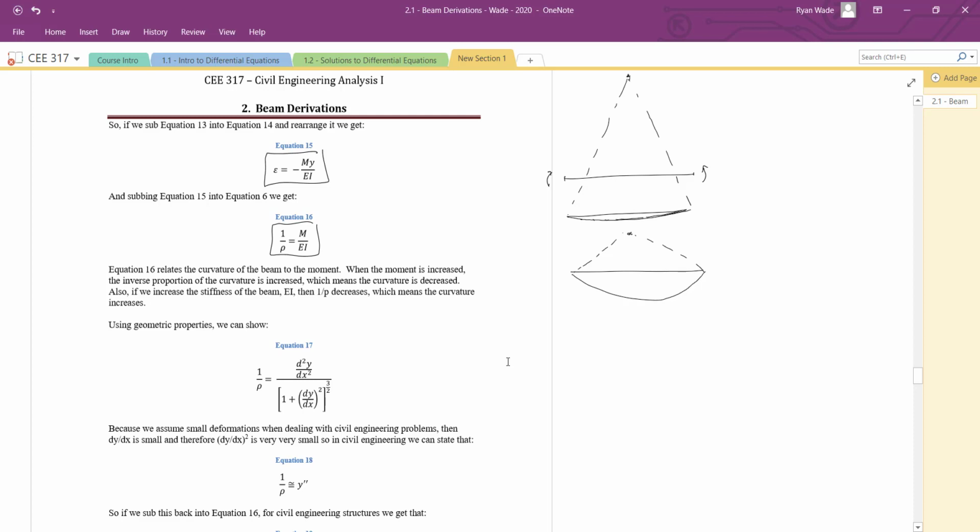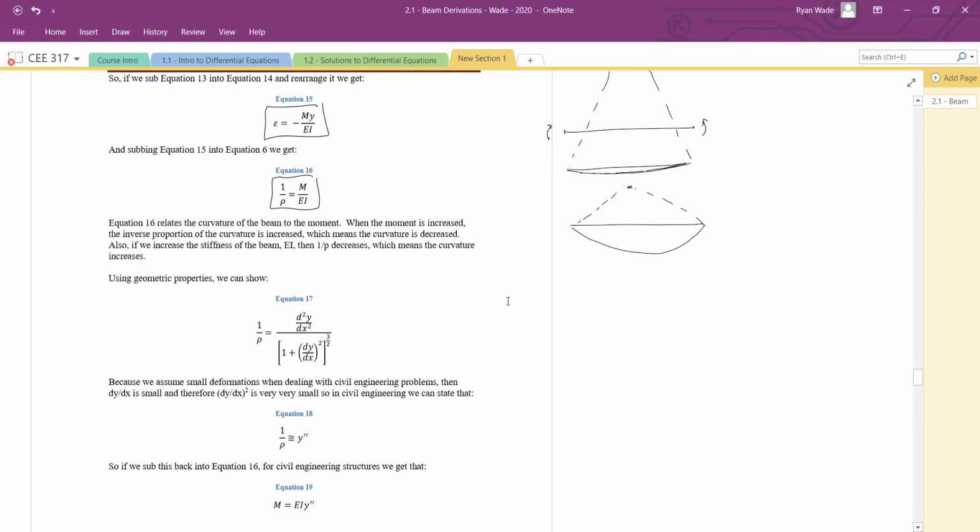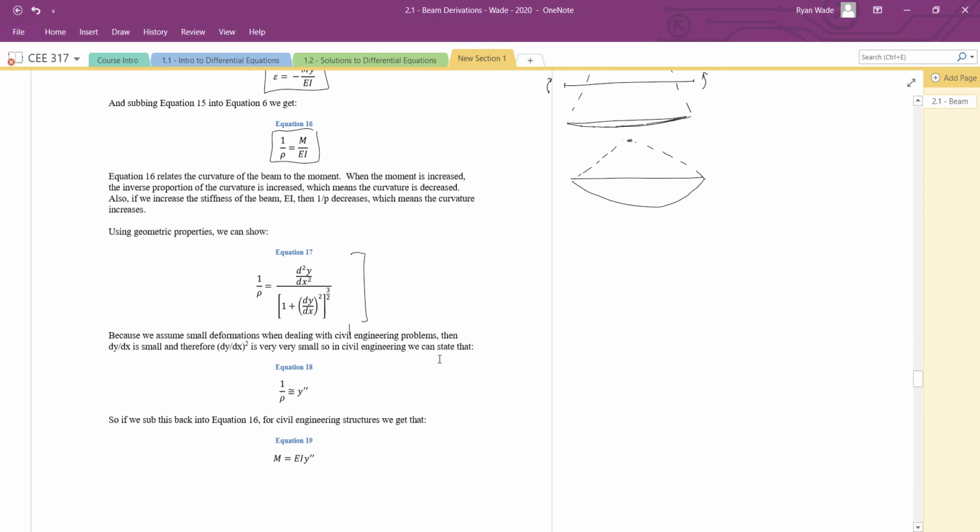And that's just to say that increasing the stiffness resists moment, and it has an effect on the curvature. If we go through geometry, we can show that all of that equals this. I don't expect you to derive that, but just understand that all of that equals this. Because we assume small deformations, dy by dx is small, and therefore if you take the square of a small number, you get a very, very small number. So that's going to be equal to 0, essentially.